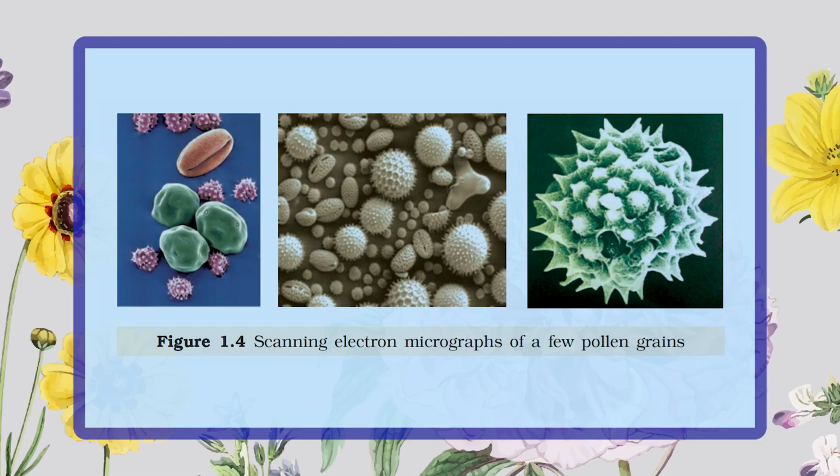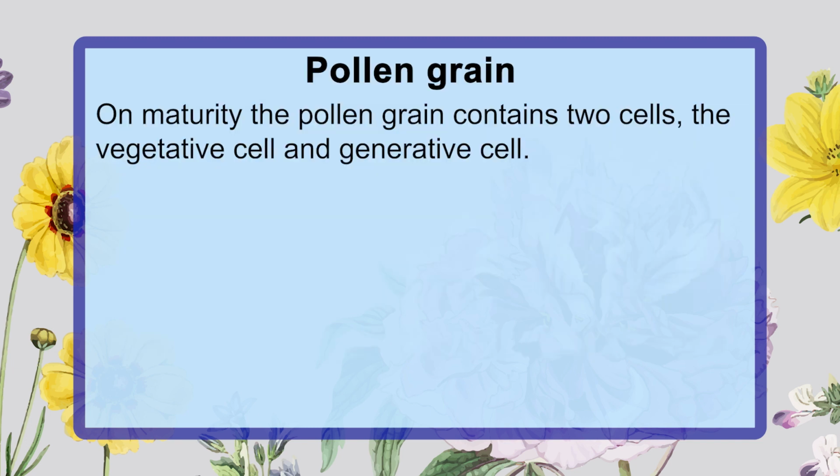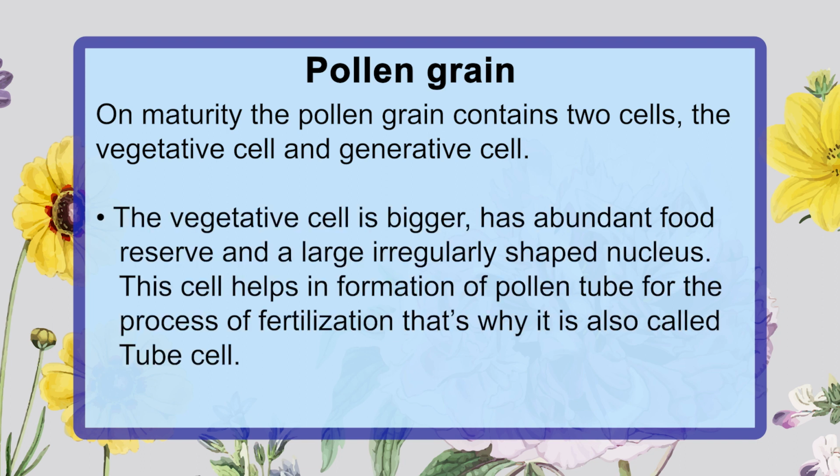Students, see the diagram showing the structure of pollen grain. We can see the outer covering exine. On maturity, the pollen grain contains 2 cells, the vegetative cell and the generative cell. The vegetative cell is bigger, has abundant food reserve and a large irregularly shaped nucleus. This cell helps in formation of pollen tube for the process of fertilization. That is why it is also called tube cell.